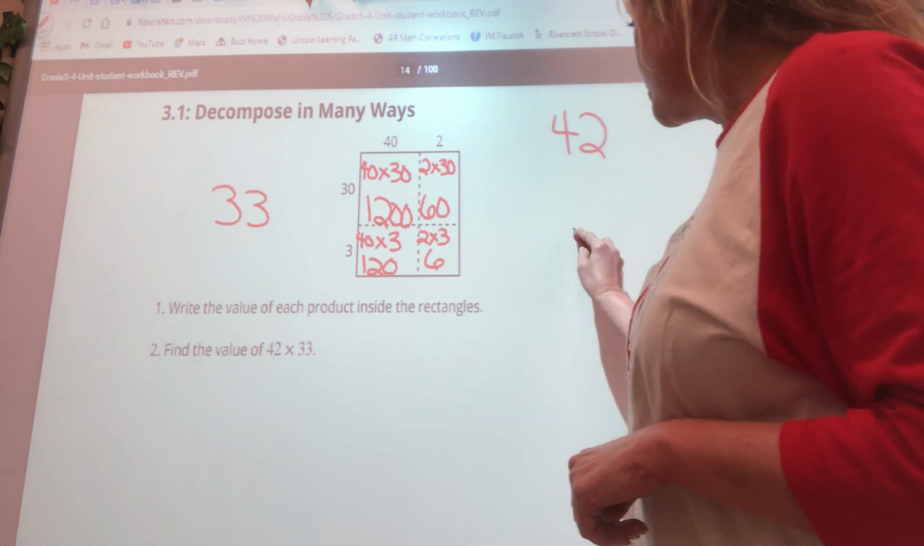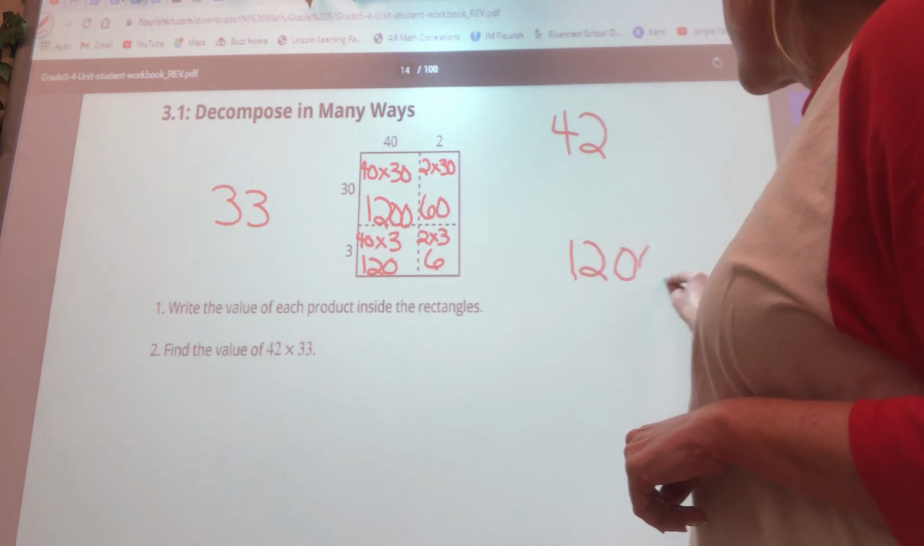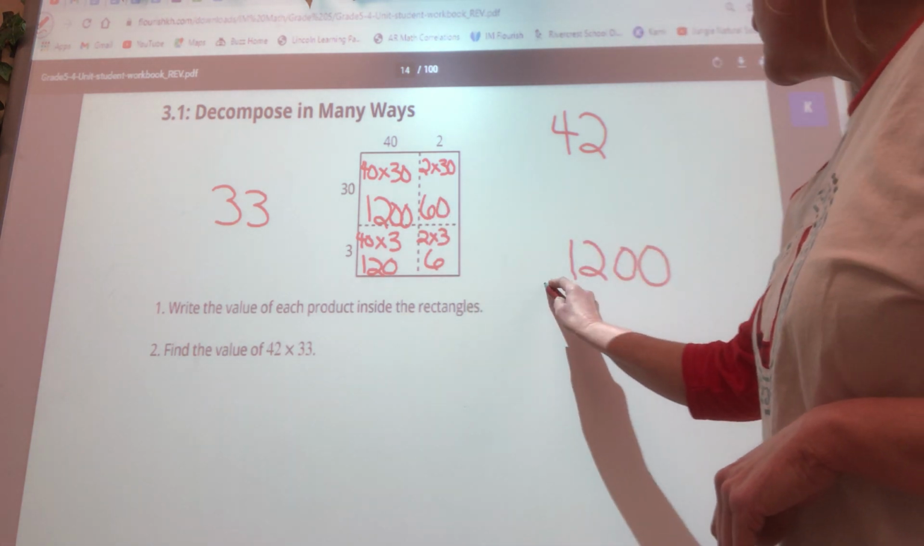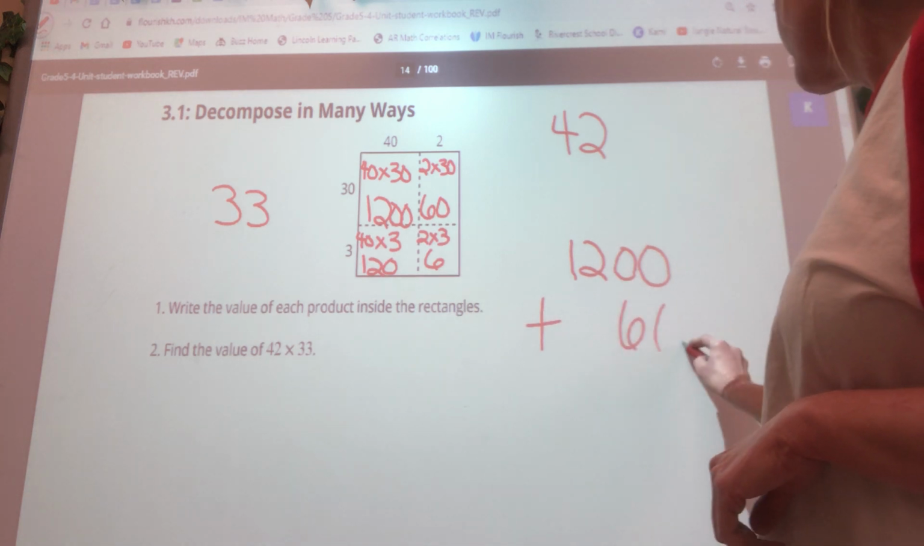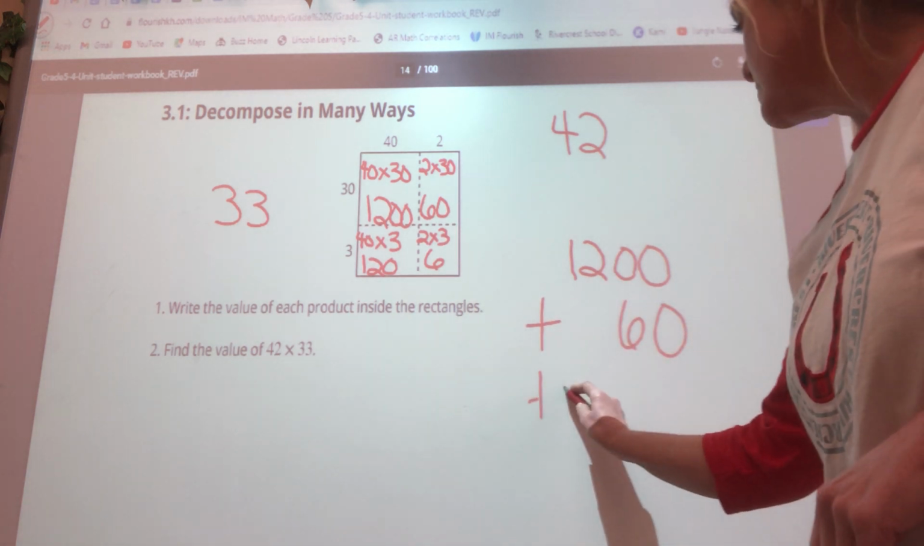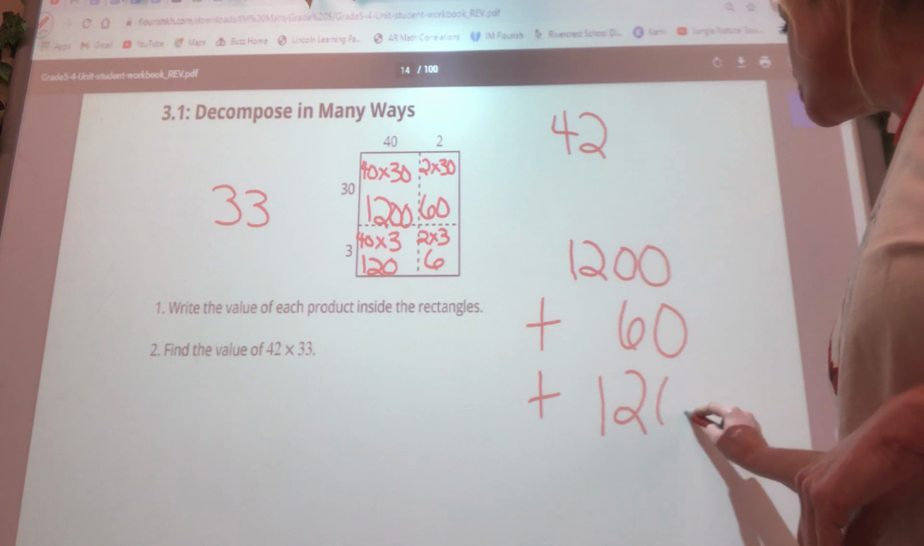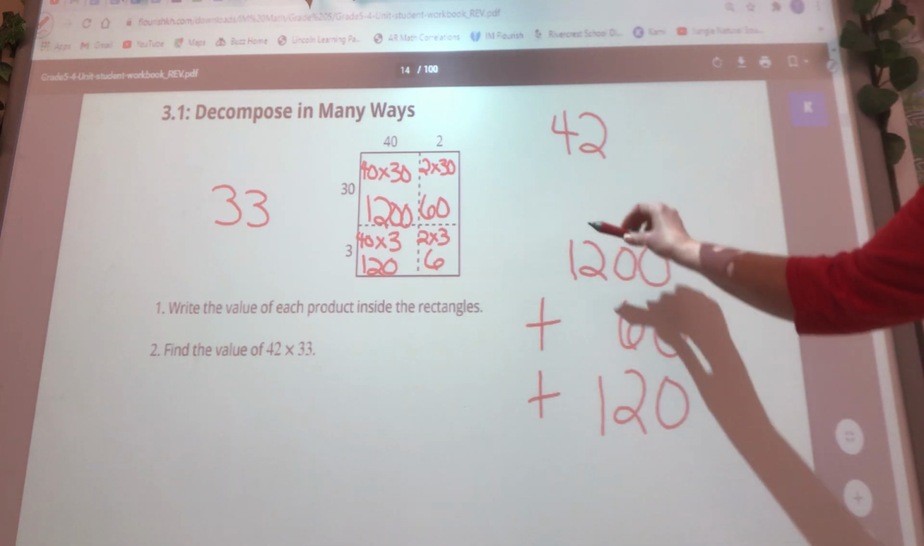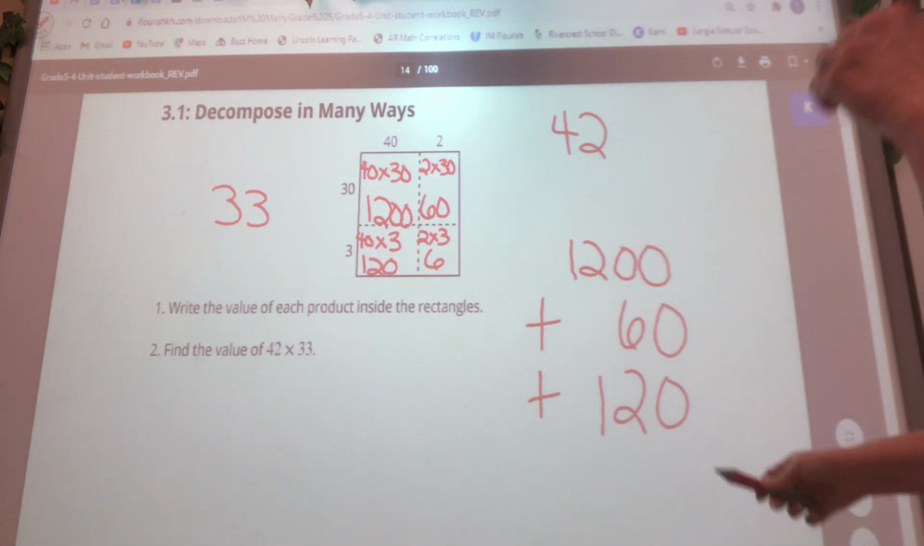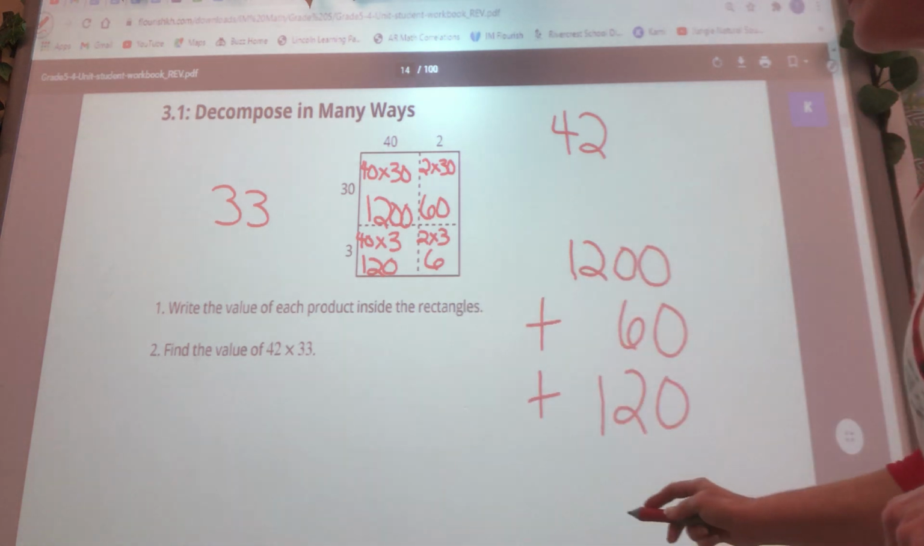So we would have 1,200 plus 60 plus 120. Make sure that you're keeping everything lined up under your correct place values. And then finally we have a 6.